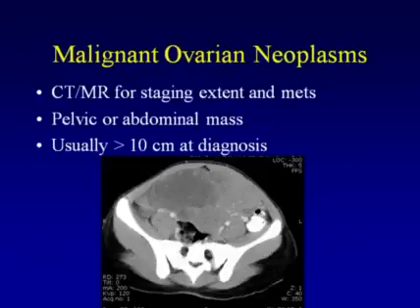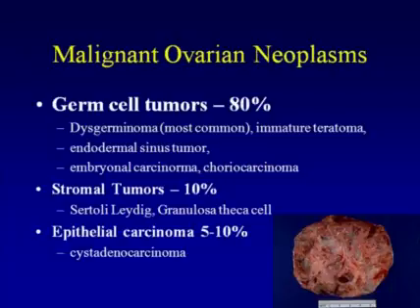CT and MR in these cases are useful for staging and getting a large field of view, as often these masses can be greater than 10 centimeters at time of diagnosis. The most common malignant ovarian neoplasm in children is germ cell tumors. Stromal cell occur in 10% of cases, and epithelial carcinomas are fairly rare as well.